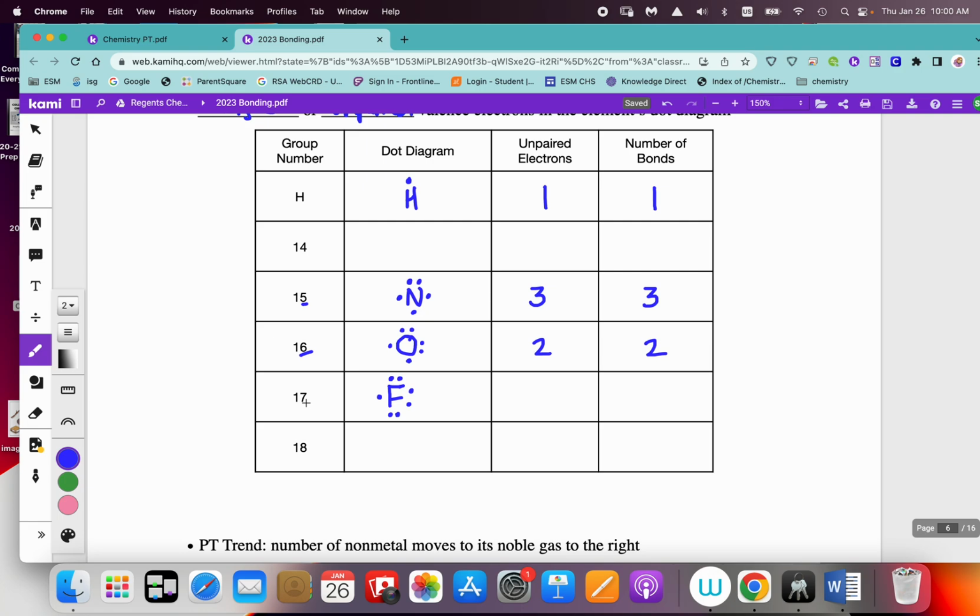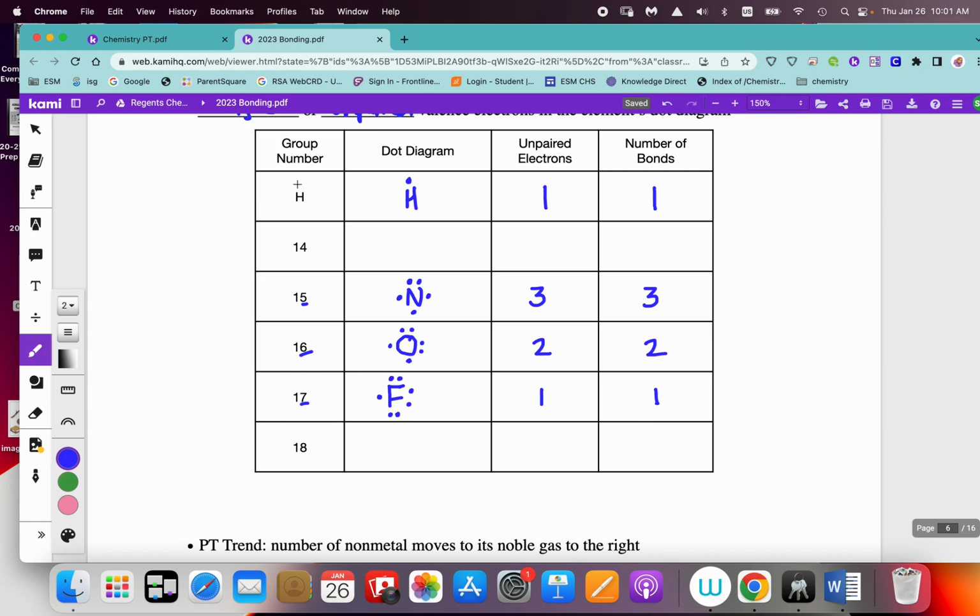When you analyze it, we put our 7 dots there: paired, paired, paired, unpaired. So group 17 elements, they only have one unpaired, or single, electron. So group 17 elements can only form one bond.